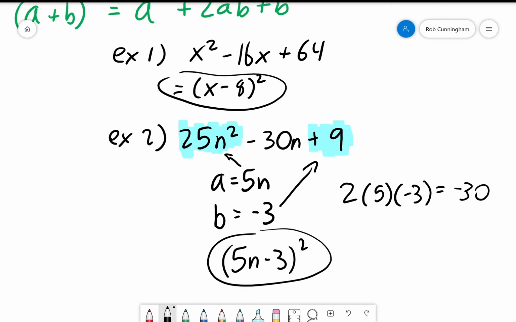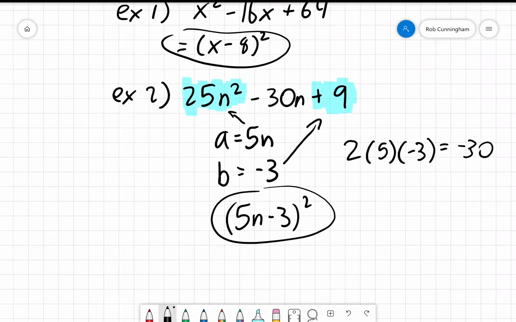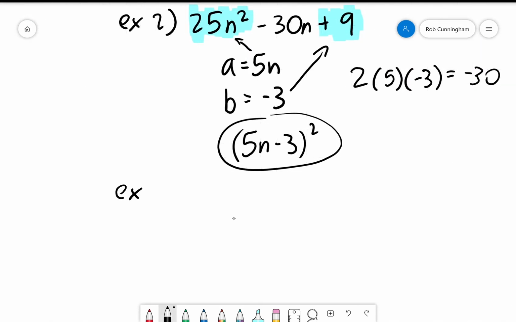Now that one we totally could have solved the usual way that I taught you a couple of videos ago, but this is another good way of going about it. Let's try one more example. We have 100x squared minus 40x plus 4.